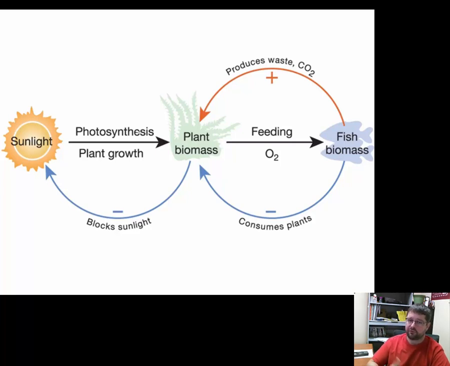Photons come in, photosynthesis, plant grows. The plant might feed fish biomass, so if it's an aquatic plant like Elodea or something like that. The fish defecates and produces carbon dioxide. The plants take in the excess nutrients from the fish biomass, create more plant biomass, consume carbon dioxide, feed the fish, and give them oxygen. And this is how this system just keeps going.